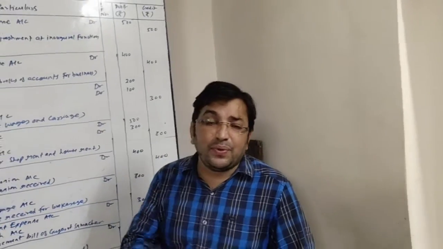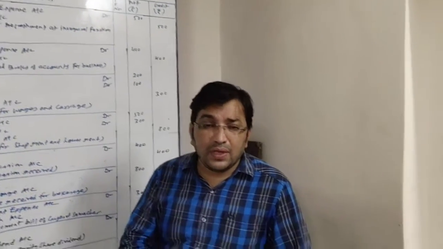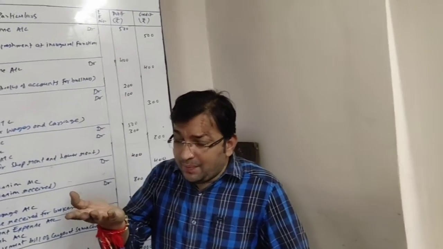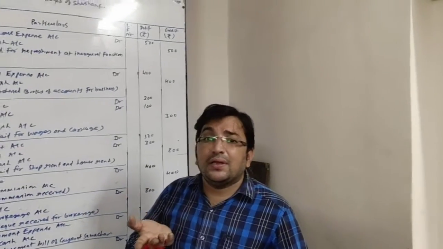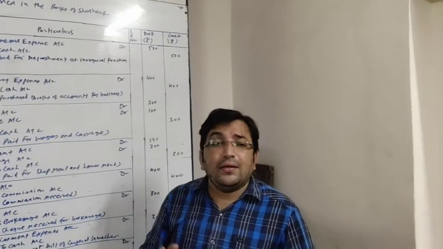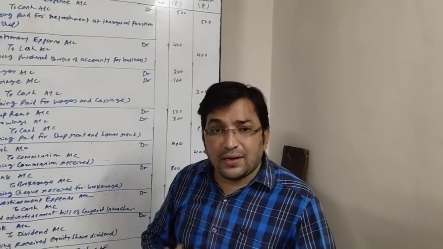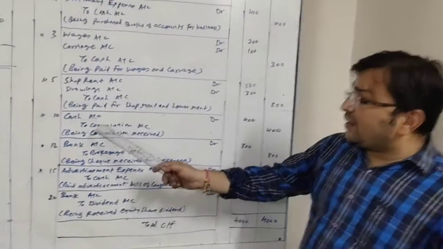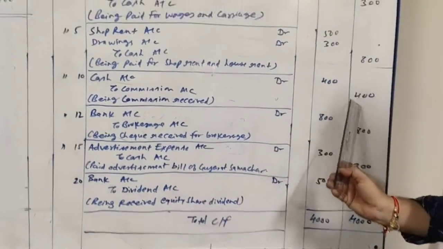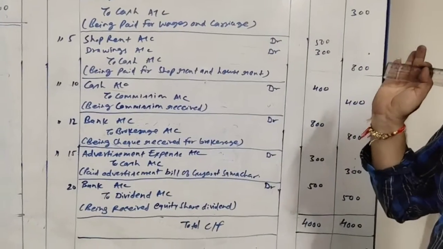So if it is an expense, it is debited to the expense account. If it is an income, it should be credited, because we know the rule: debit all expenses and losses, credit all incomes and gains. And what else? When there is an income of commission, cash will come in. So our entry will be cash account debit and commission account credit. So this is the entry here: cash account debit rupees 400 to commission account 400, being commission received.